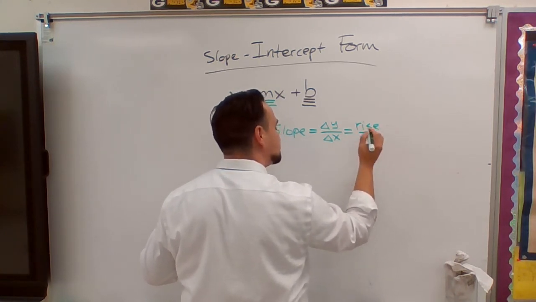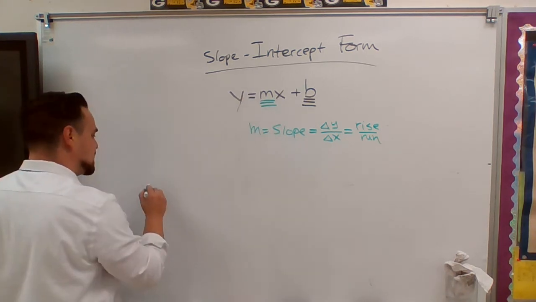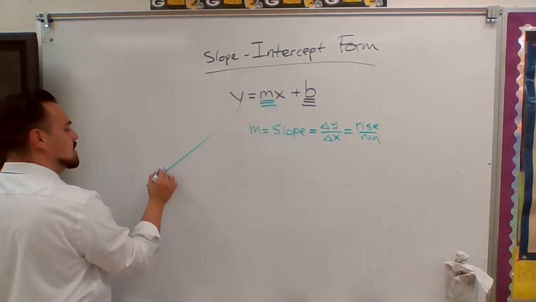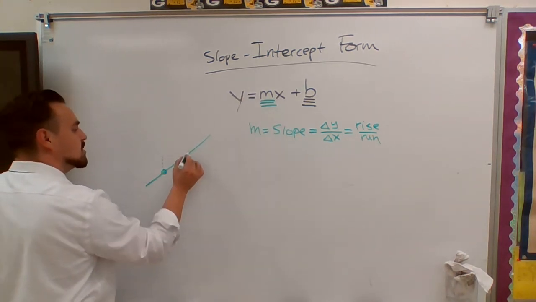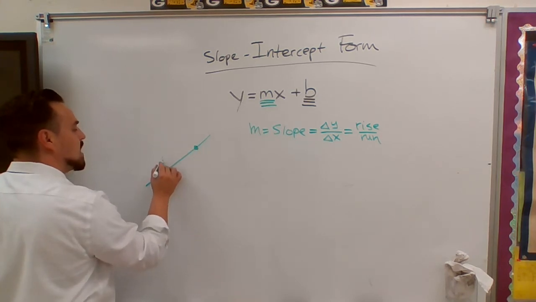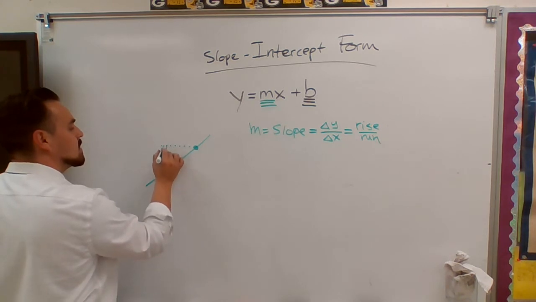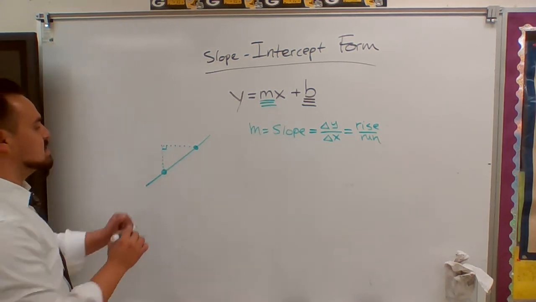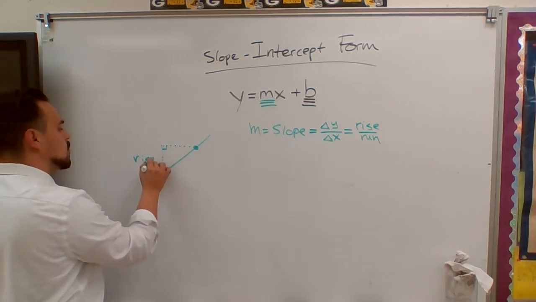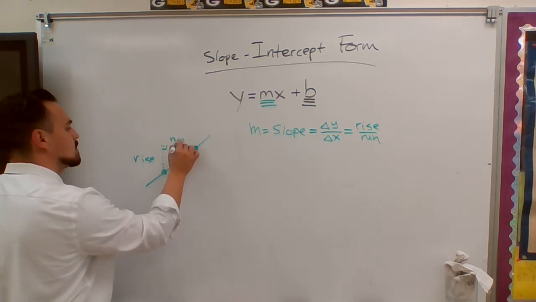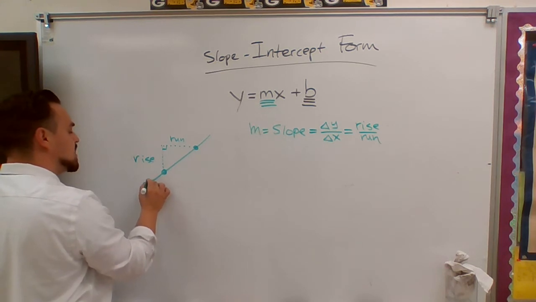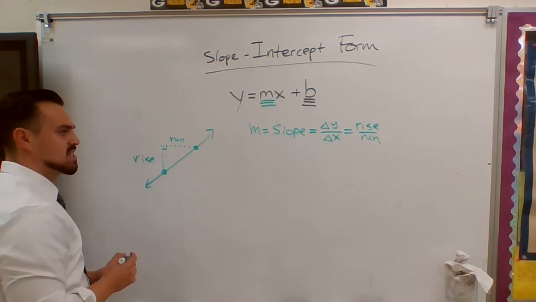over the run. So given some line, two points on that line, what is the rise here and the run there? It's a right angle. The rise over the run will give us the slope of this line.